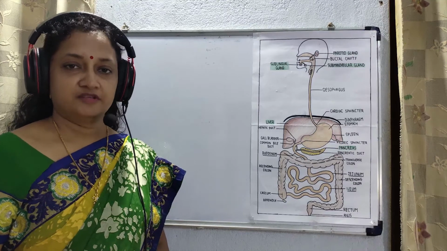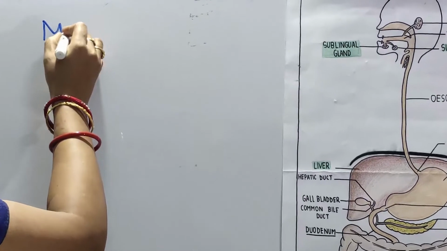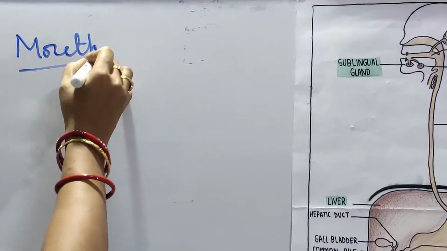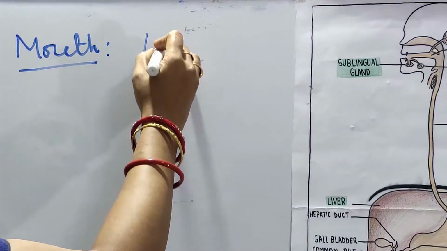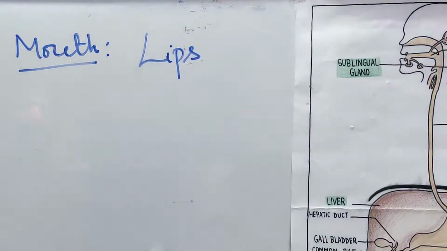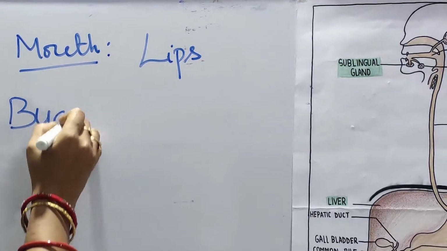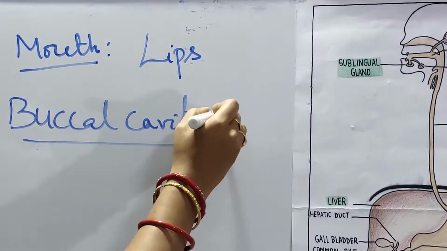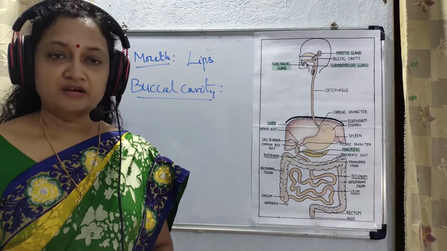The first part of the digestive tract is the mouth. Mouth is guarded by a pair of lips. Lips help in speaking and also they help in opening the mouth cavity. The second part is known as buccal cavity. It is also known as oral cavity or mouth cavity.